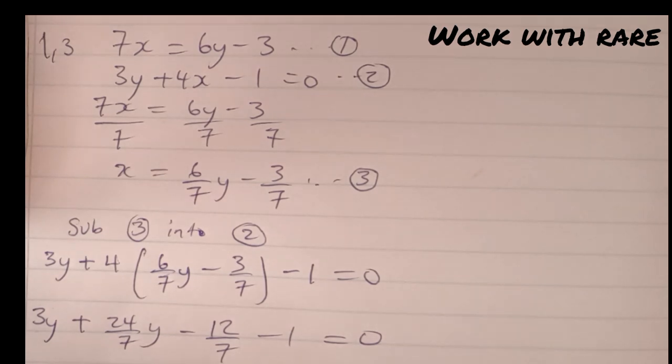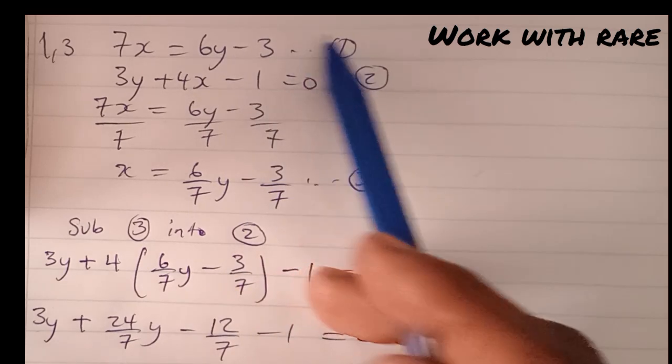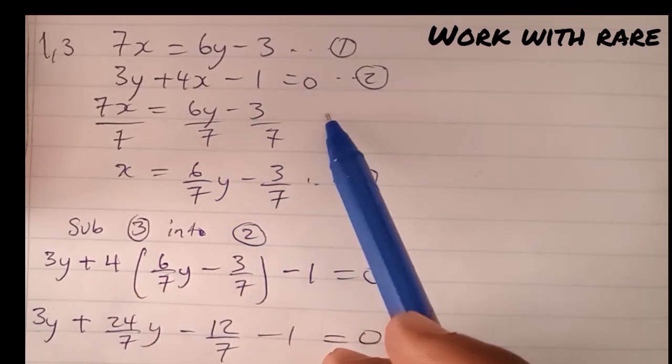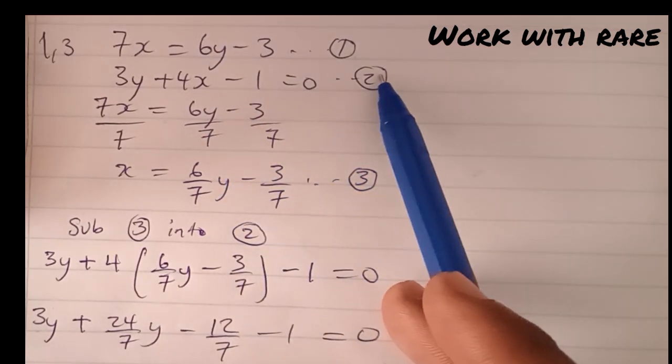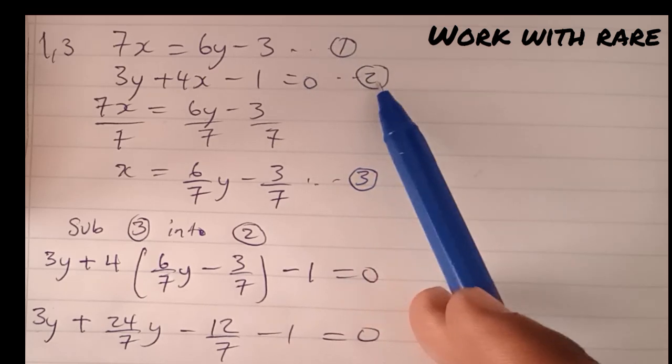So number 3 says solve for x and y in the following simultaneous equations. We are given two equations. Remember, when you do simultaneous equations, the equation that you are given first, make it equation 1, and the equation that you are given after the first one, make it equation 2.